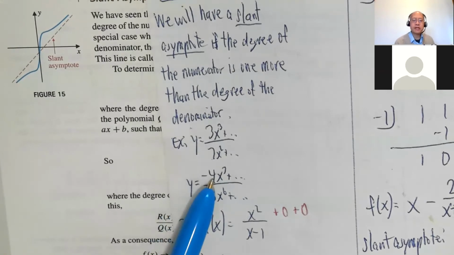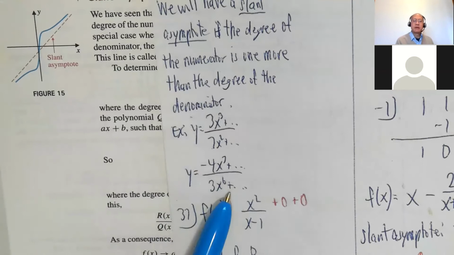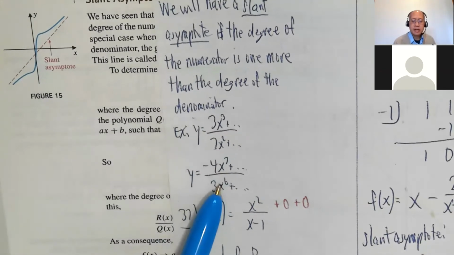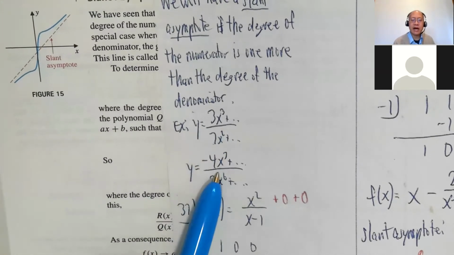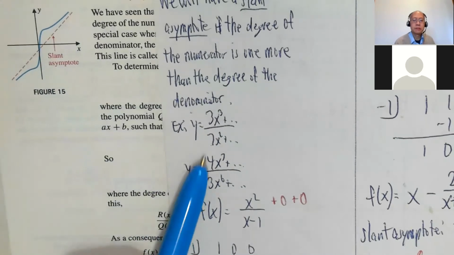Y equals negative 4x to the 7th plus blah, blah, blah over 3x to the 6th plus blah, blah, blah. 7th degree, 6th degree, exactly 1 degree higher. Then you will have a slant asymptote.